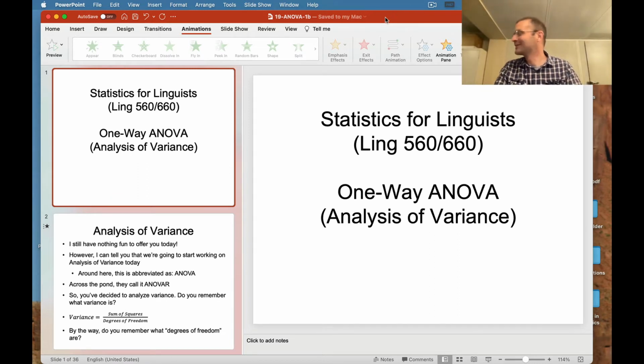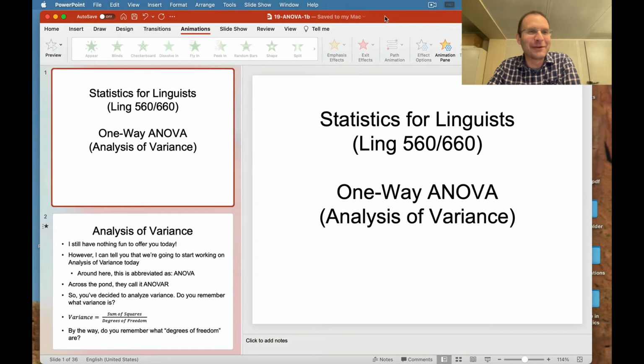There's also the phonetics library, such as it is, back there, but it doesn't matter because we're here today to talk about analysis of variance, or we're going to start with one-way ANOVA. So analysis of variance is abbreviated ANOVA, and the most basic form of it is the one-way ANOVA, which is what we'll walk through today.